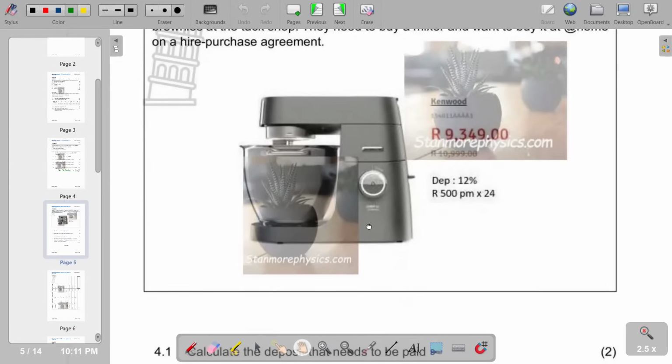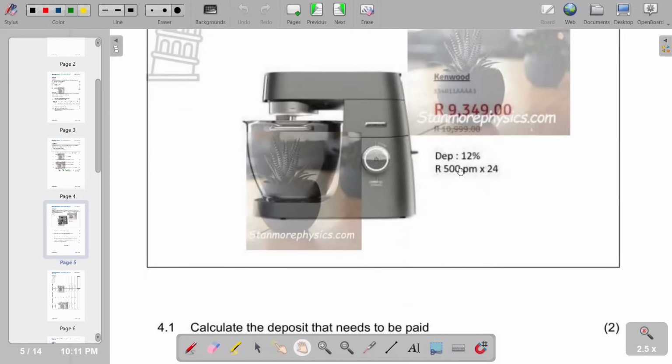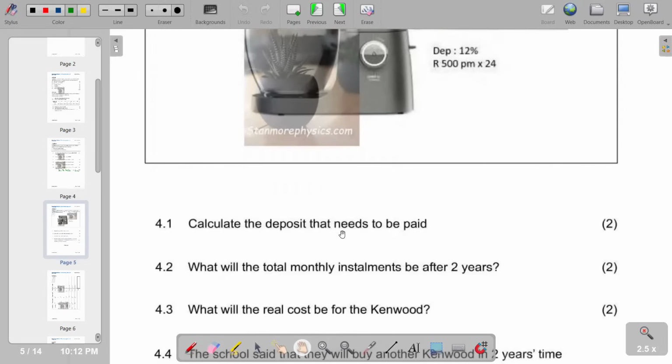9,349 rands. Then we are given a deposit of 12%, and this is another option of installments whereby you pay a deposit of 12%, and you've got 500 rands per month for 24 months, which is 500 rands per month times 24. Then we go to the first part: calculate the deposit that needs to be paid.